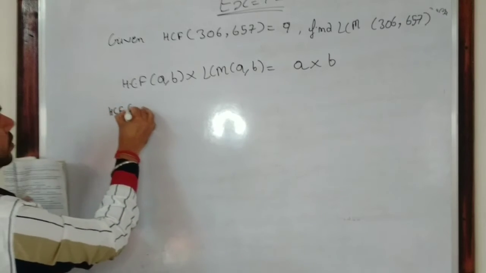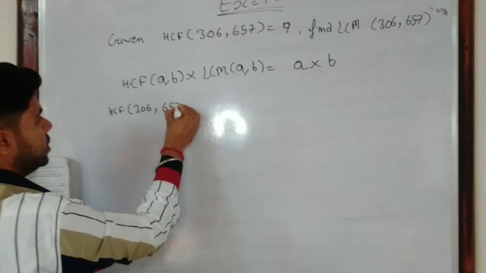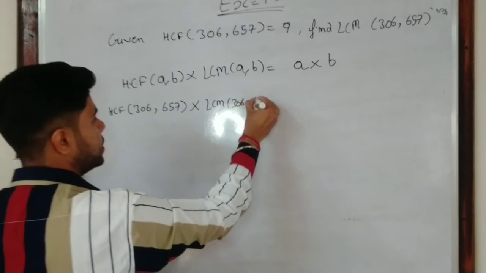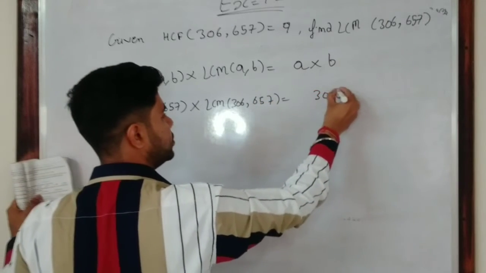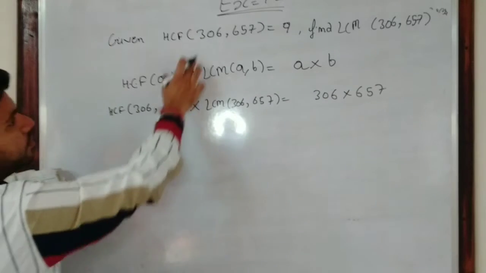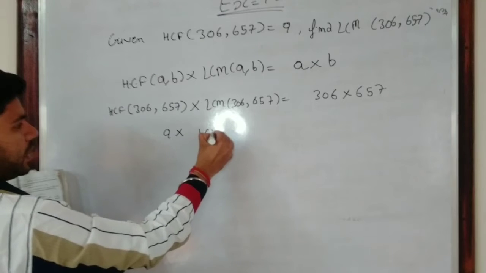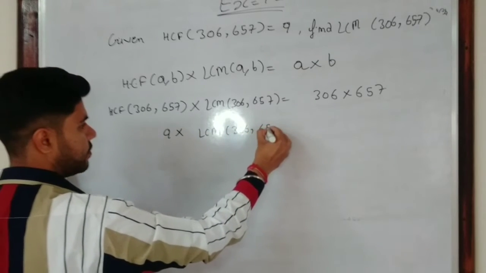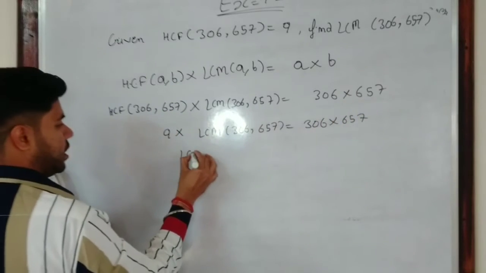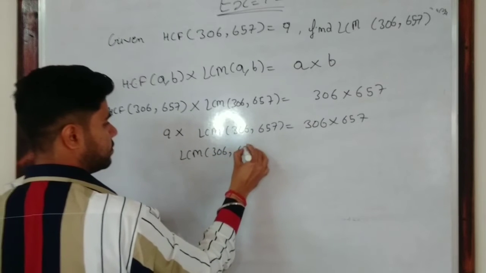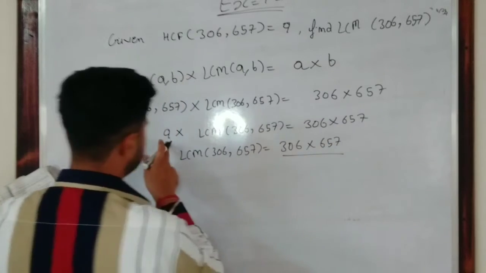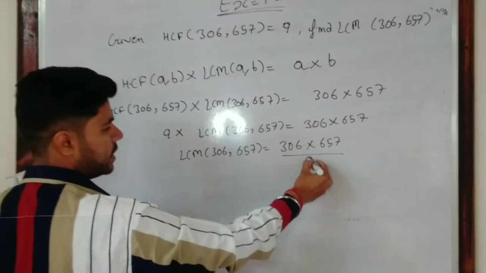So HCF of 306 and 657 multiplied by LCM of 306 and 657 is equal to 306 multiplied by 657. What is the HCF of these two numbers? It is already given, that is 9, multiplied by LCM of 306 and 657, that is 306 multiplied by 657. Now LCM of 306 and 657 is 306 multiplied by 657 divided by 9. Here the 9 is in multiply. If we take it to that side, then it is in divide.